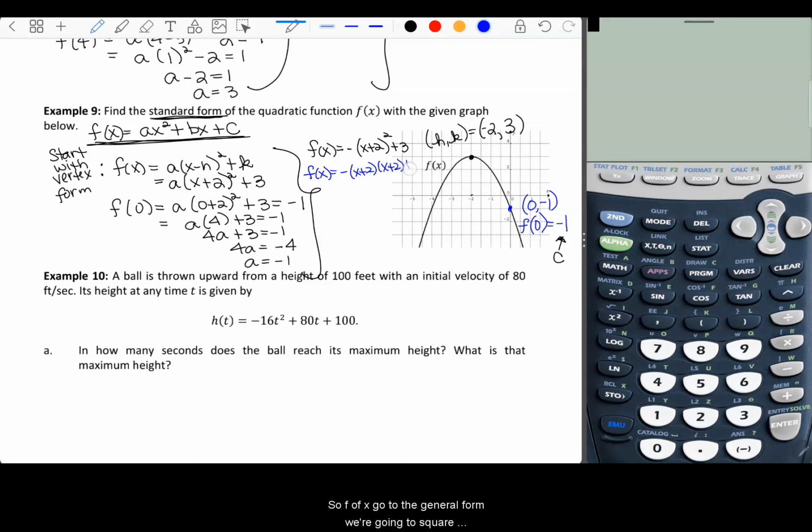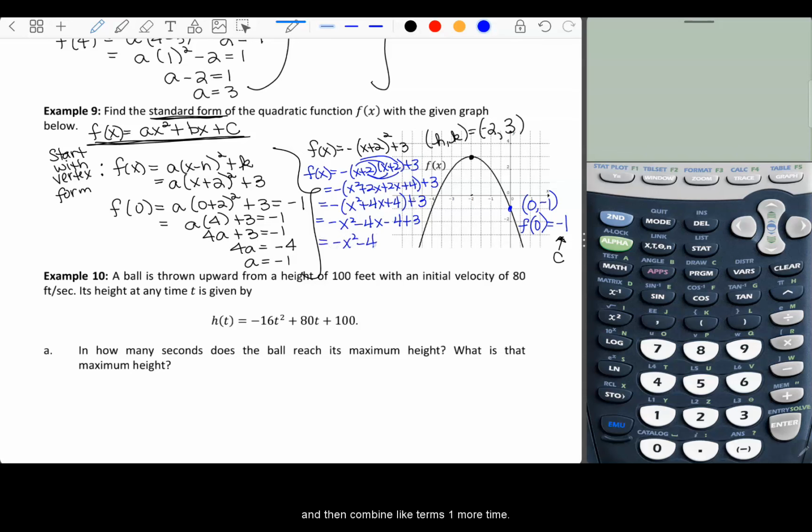So f of x, to go to the general form, we're going to square the x plus 2. So we get x squared plus 2x plus 2x plus 4. And then that quantity is plus 3. Get your like terms together. Negative times the quantity x squared plus 4x plus 4, quantity plus 3. Carry that negative through the parentheses. So everything changes signs in that parentheses, and then combine like terms one more time. And we get the general form as negative x squared minus 4x minus 1.